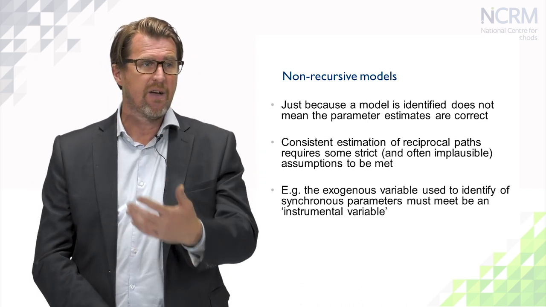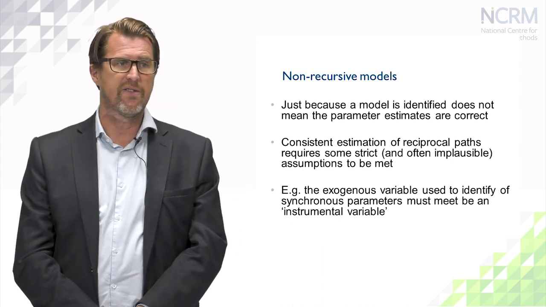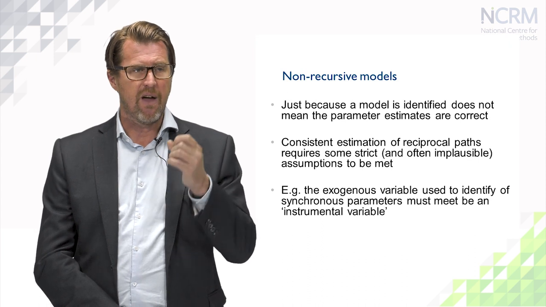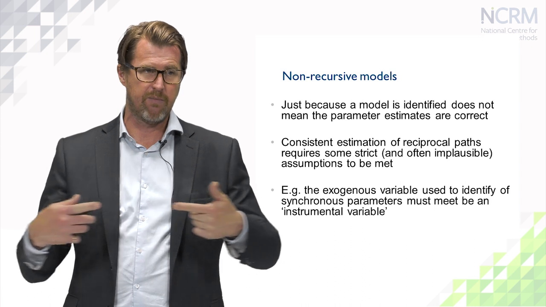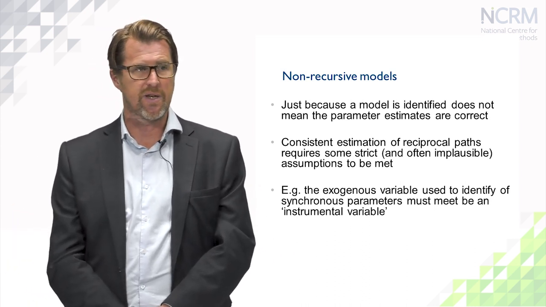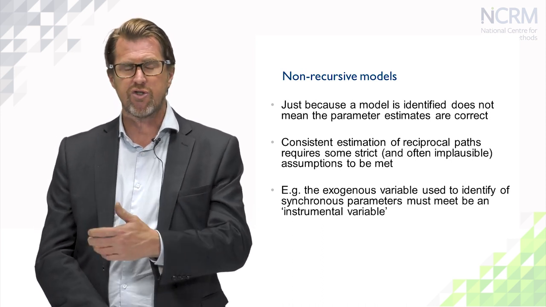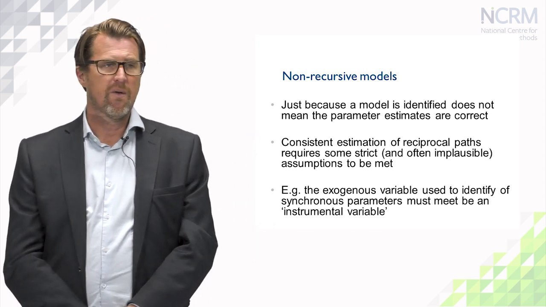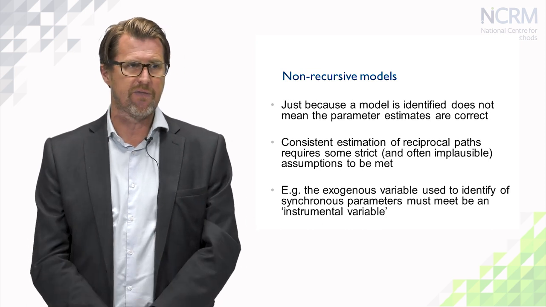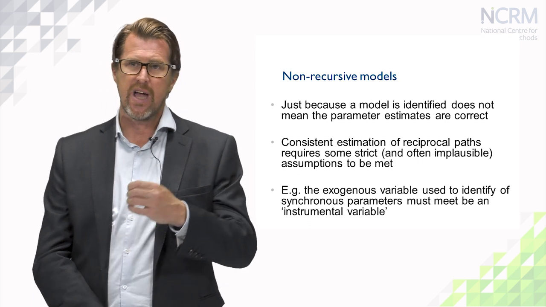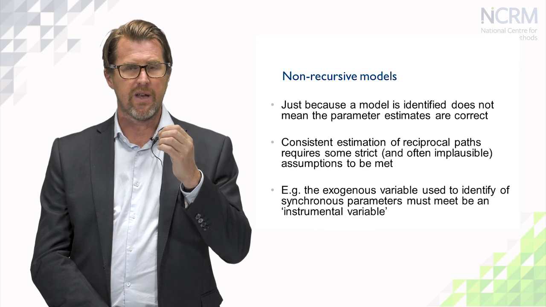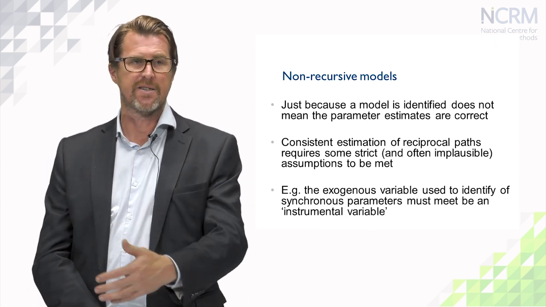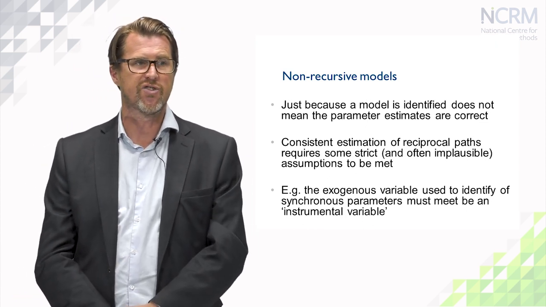So, as I said, a model may be empirically identified, but it doesn't necessarily mean that we can trust the parameter estimates. In particular, if we want to have unbiased and consistent estimates for reciprocal paths, which are when we have arrows running between two variables in a model, we have to make some quite strict and, some would argue, often implausible assumptions about the variables in the model. In this context with reciprocal effects, we need to assume that we have some exogenous variables in the model that we can treat as instrumental variables. And this is another important idea for understanding and implementing this kind of non-recursive model, the idea of an instrumental variable.